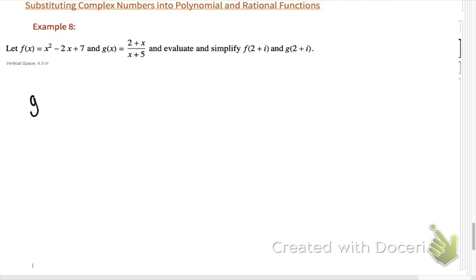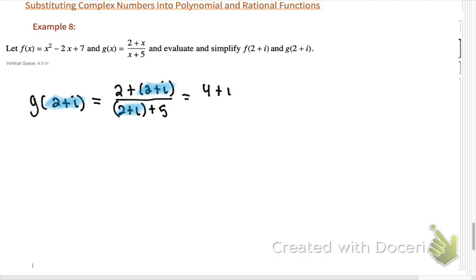Now we're going to also find g of 2 plus i. And g is the function that takes its input and does 2 plus that input, so 2 plus i. And in the denominator, we take the input, in this case 2 plus i, and we add 5. Now the parentheses aren't really necessary. I'm just showing you guys that my input of 2 plus i, that's how it shows up in the numerator and the denominator. Now 2 plus i, 2 plus 2 is 4. Basically, you can just drop the parentheses since we're doing addition. And in the bottom, 2 plus i plus 5 just becomes 7 plus i.